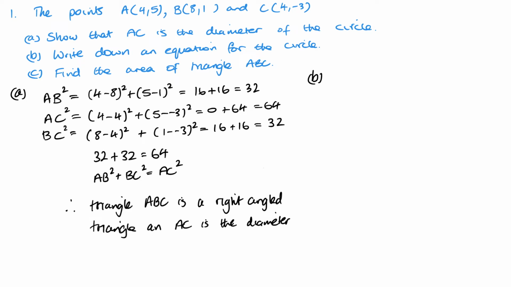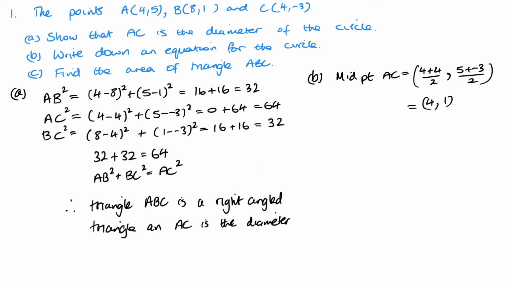Now, for part B, we need to find the equation of the circle, which means we need to find the center of the circle. So we're looking for the midpoint of AC, because the middle of the diameter is obviously going to be the center. So the midpoint is (4 plus 4) over 2 and (5 plus the negative 3) over 2. So 4 plus 4 is 8, over 2 is 4. 5 plus a negative 3 is 2, over 2 is 1. So the center of my circle is (4, 1).